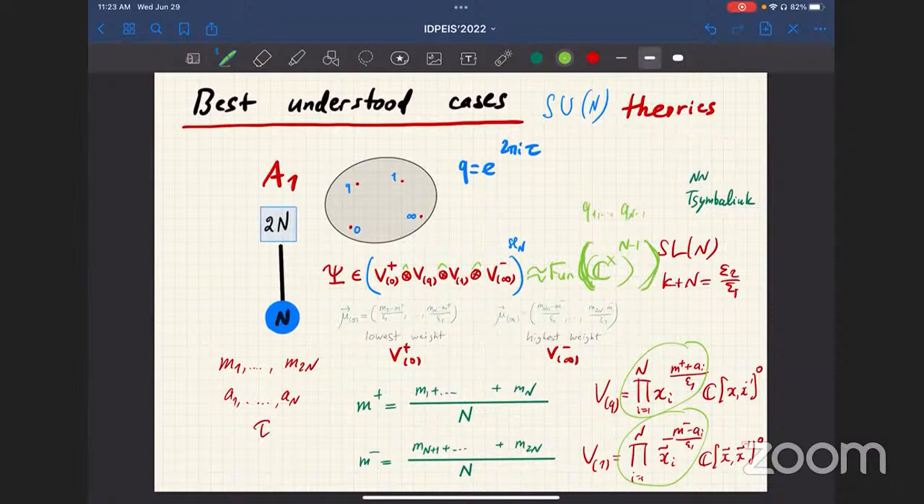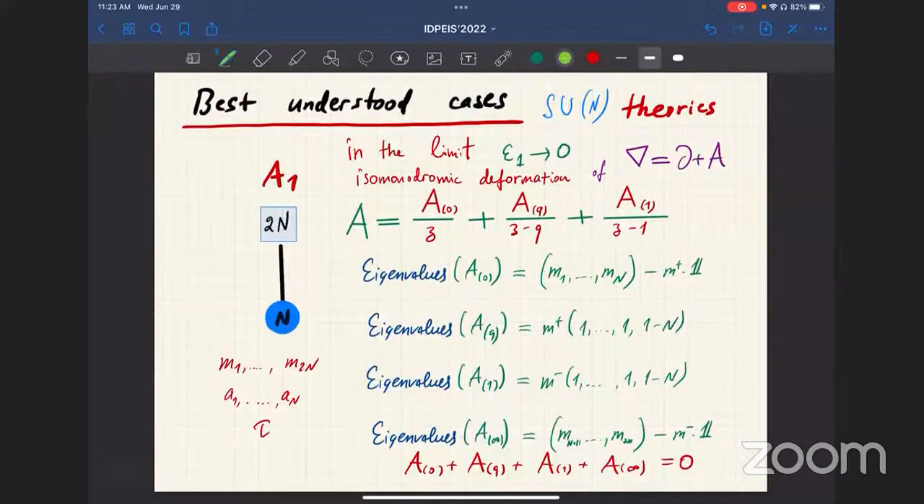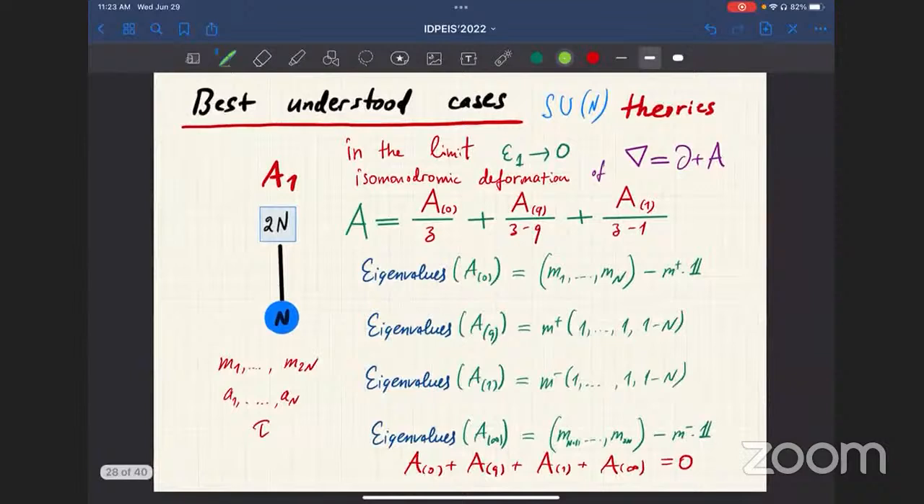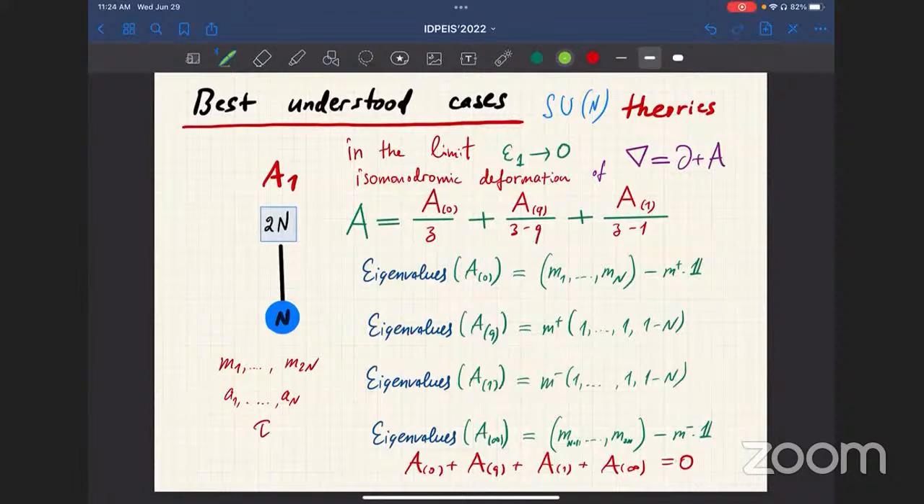So these parameters can be identified with coordinates on the moduli space of Higgs bundles on the sphere with four punctures, with the residues of generic type at zero and infinity and of so-called minimal type at Q and one. So in the limit epsilon one to zero, when the equivariant parameter along the surface defect is set to zero, one recovers the isomonodromic deformation problem of the meromorphic connection on the sphere again with four punctures, with the eigenvalues at two punctures of generic type, determined again by the masses, and the residues at the two other punctures of the scalar minus rank one type.